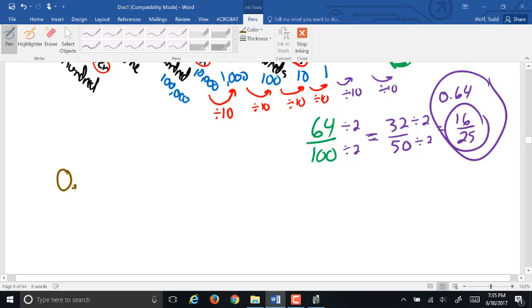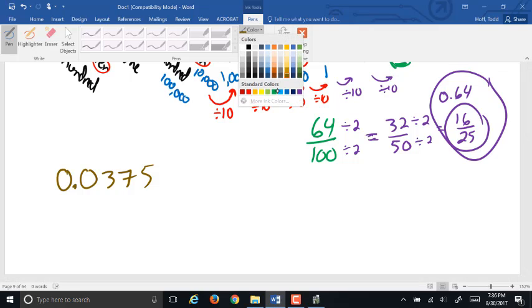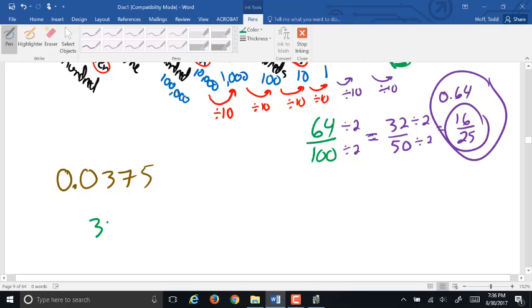We might have 0.0375. What's that going to be as a fraction? 375 over 10,000. Tenths, hundredths, thousandths, 10,000. A quick way to double check that, by the way, how many decimal places are there here? 4. How many zeros are in the denominator? 4.